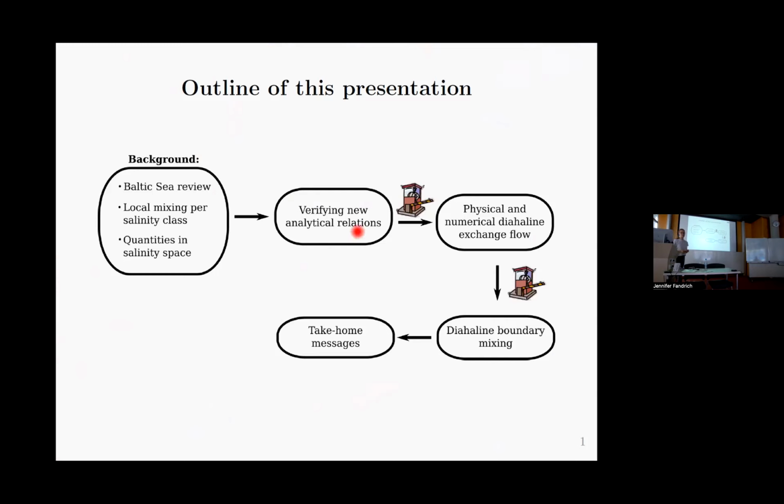First, I will start by giving a short review of what has been done in the Baltic Sea. What you will be hearing during the talk is the word diahaline, very often. You also see here that we will be looking at quantities in salinity space and the local mixing per salinity class. What diahaline means, and this will be very essential for the talk, is that you have flow across an isohaline, a line of constant salinity. So 90 degrees across an isohaline. That means diahaline flow in this talk.